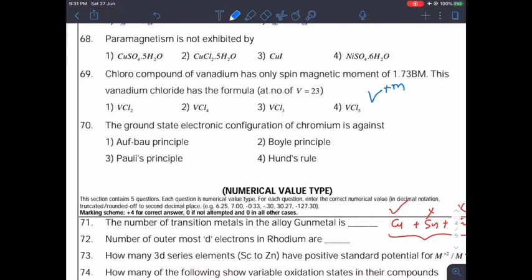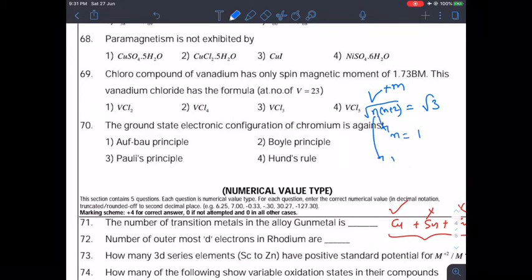1.73 means root 3, and root 3 will come in the formula of magnetic moment if you substitute n is equal to 1. What is n here, guys? So n is nothing but the number of unpaired electrons. So ultimately what we have to search for is the cation which has only one unpaired electron, and if we get that cation, the corresponding halide will be our answer.